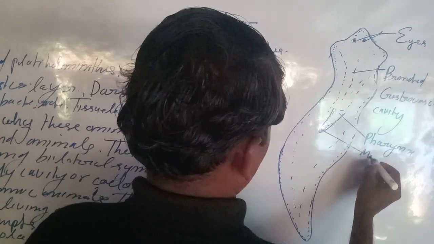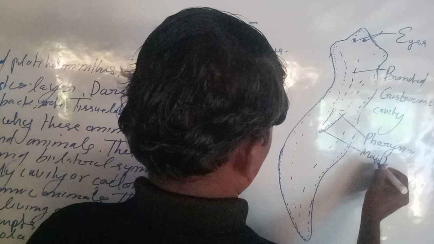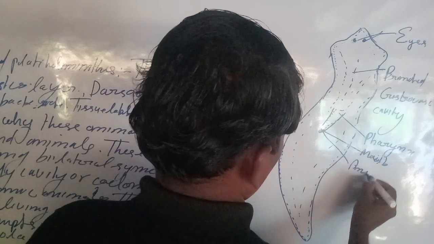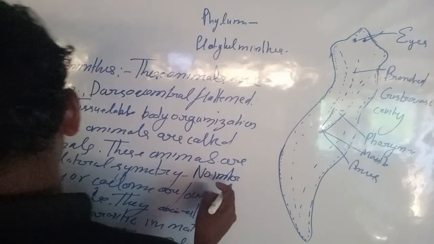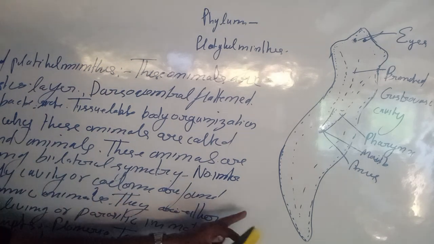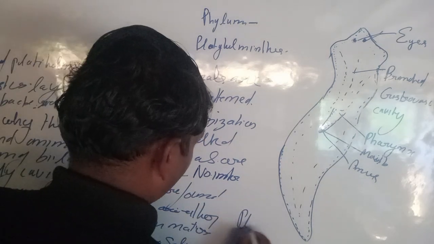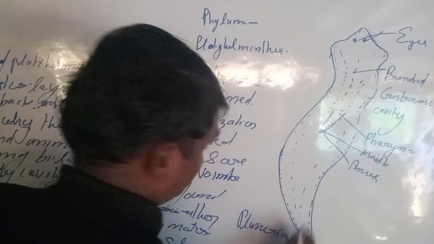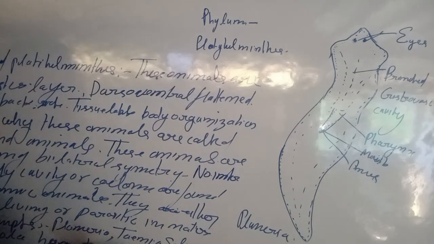The mouth is available, and the anus is also available here. These are the body structures we have drawn here. This is the structure of the planaria.